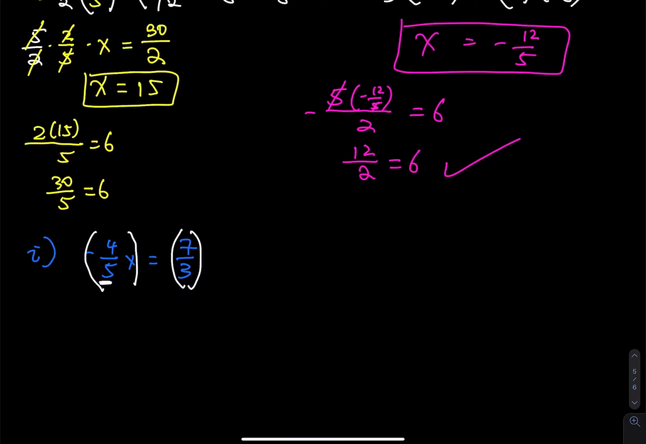Coefficient is the constant value in front of x. So which is negative 5 over 4. This is a negative 5 over 4. One thing that you have to know, this should be the prerequisite.